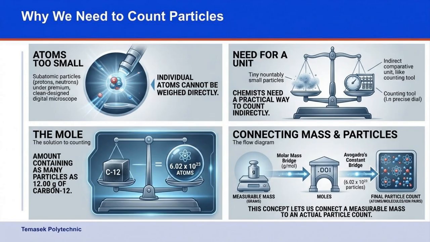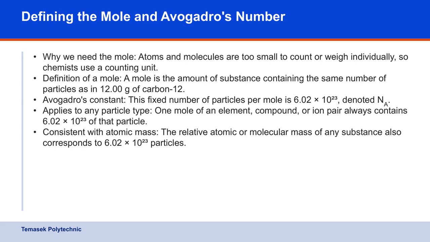Take a moment to carefully study this diagram and note the key relationships and values shown. When we work with chemical reactions, we are dealing with atoms and molecules that are impossibly tiny, far too small to count or weigh individually. So chemists and engineers use a special counting unit called the mole. 1 mole is defined as the amount of substance that contains the same number of particles as there are atoms in exactly 12 grams of carbon-12. That fixed number is 6.02 times 10 to the power of 23, known as Avogadro's constant.